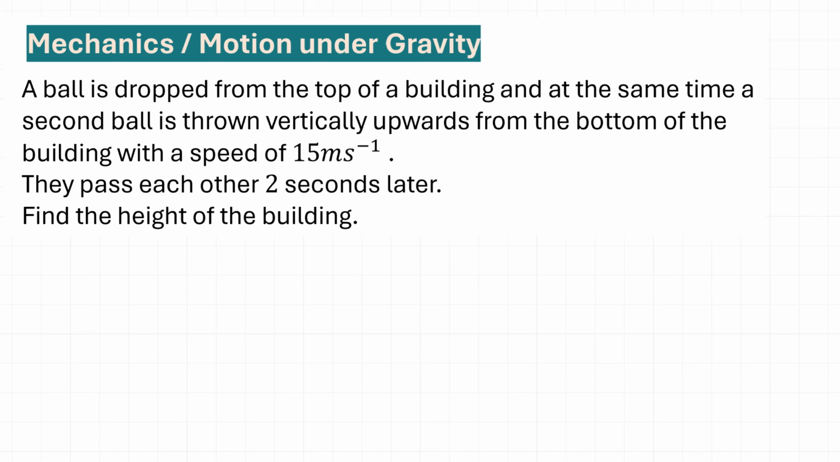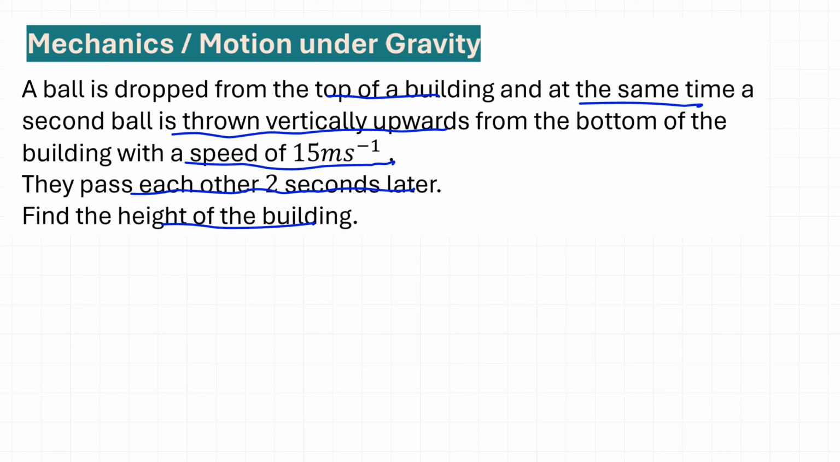Hello, everybody. In this question, a ball is dropped from the top of a building, and at the same time, a second ball is thrown vertically upwards from the bottom of the building with a speed of 15 meters per second. They pass each other 2 seconds later. Find the height of the building.